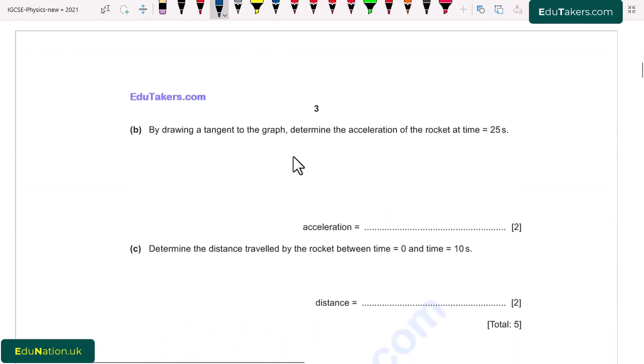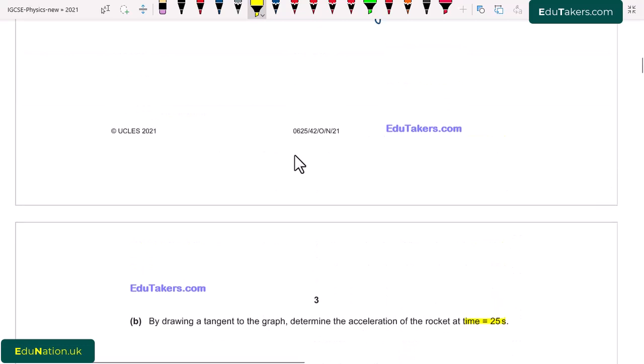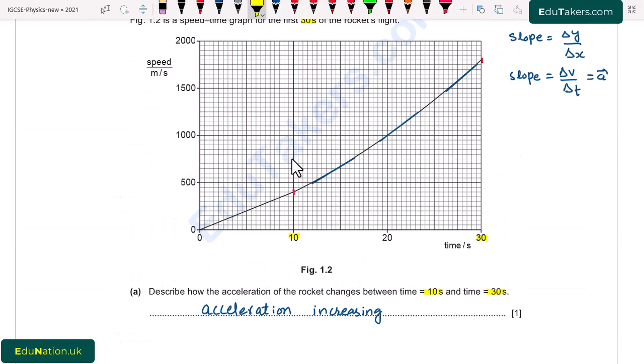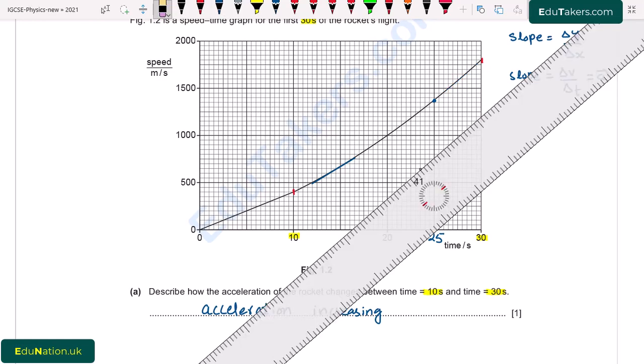Part B. By drawing a tangent to the graph, determine the acceleration of the rocket at time t equal to 25 seconds. At time t equal to 25 seconds, we have to find out the acceleration by drawing the tangent. So first of all, I remove these tangents and consider time that is 20 seconds. We have to draw a tangent at 25 seconds. So I write here 25, and this point will be this. I have to draw the tangent at this point first and then find out the value of acceleration. So I draw the tangent here.